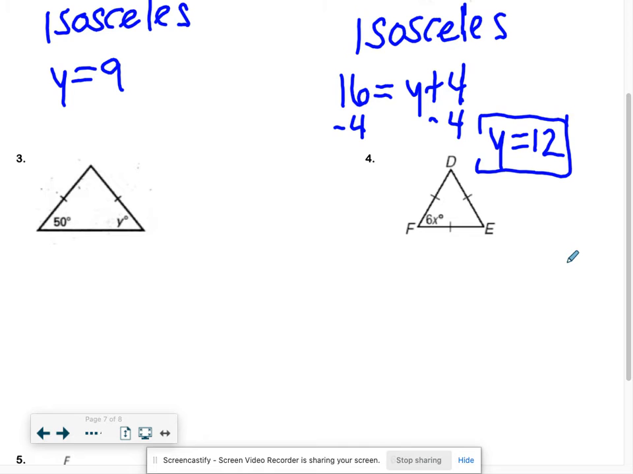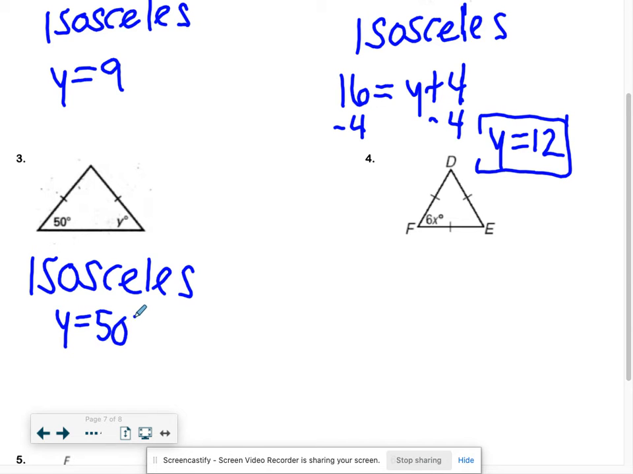Okay, what about number 3? What kind of a triangle is that one? Isosceles. Yep. Yeah, those are our base angles, right? So if this one's 50, y is 50. Don't overcomplicate it. That's it.